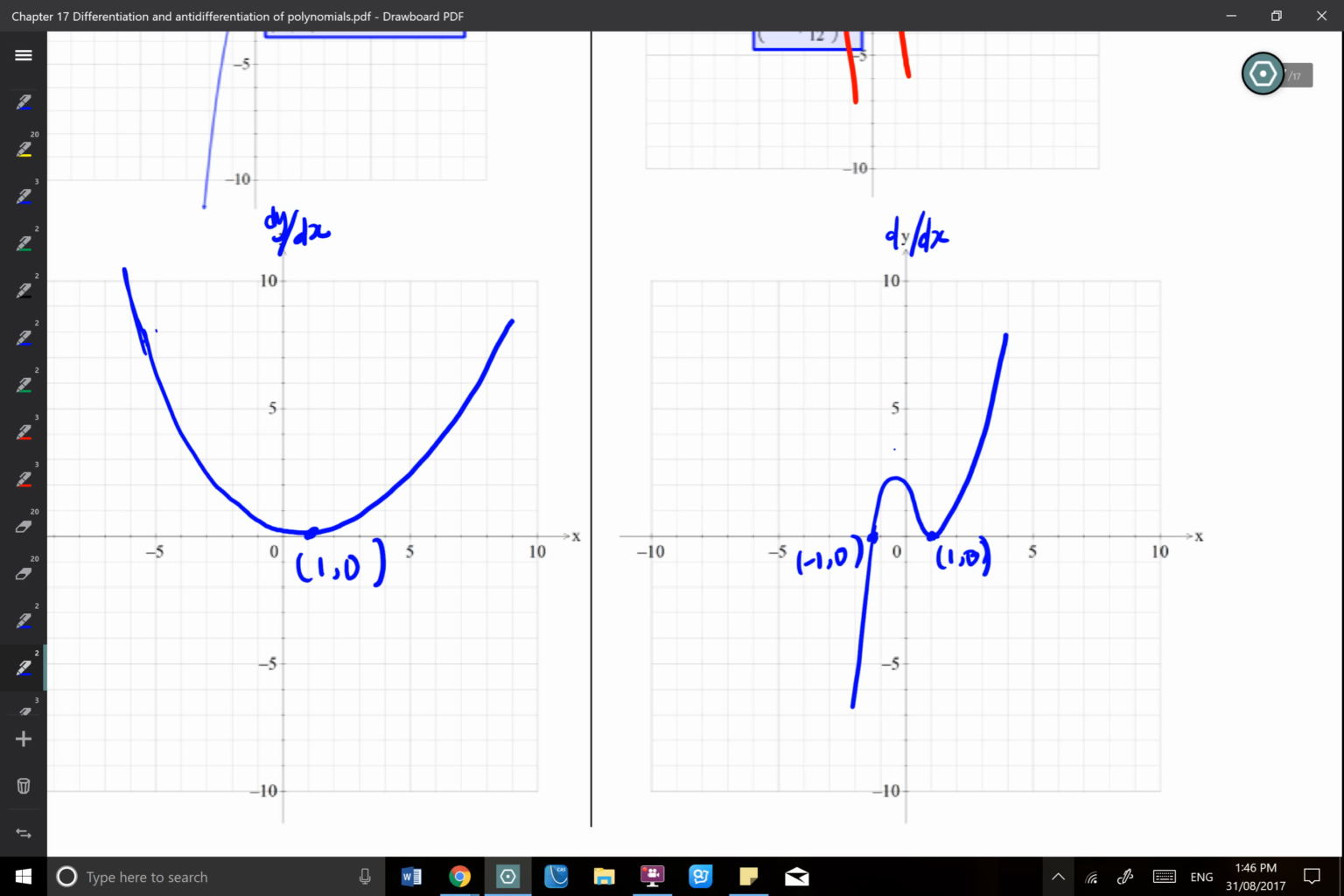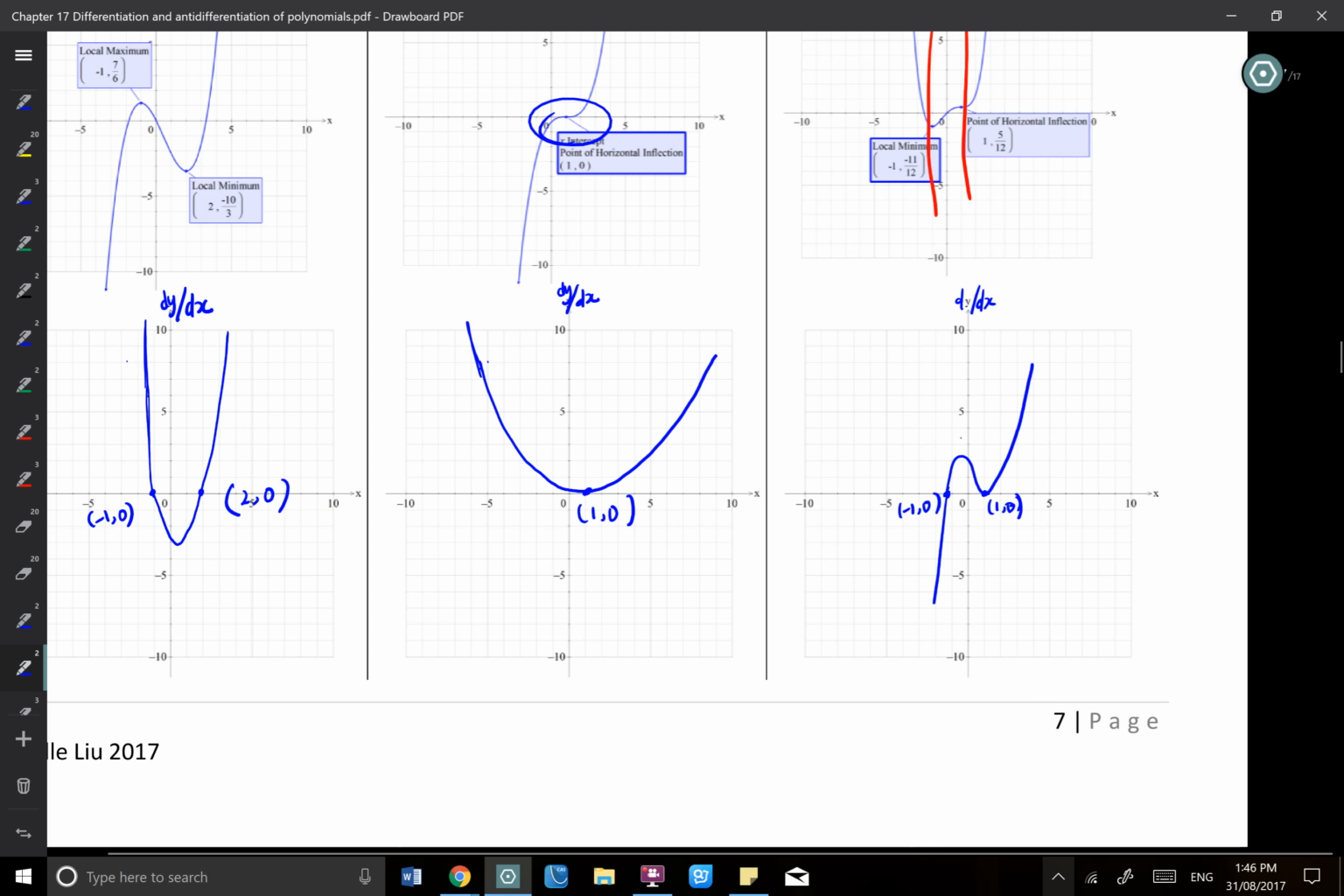That is a very important skill. I will use it backwards later when I look at the gradient function and I want to sketch back for the original one. I will do that as well later. So it is a very, very important skill.